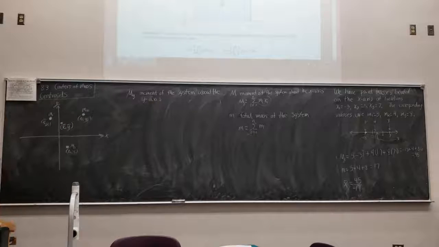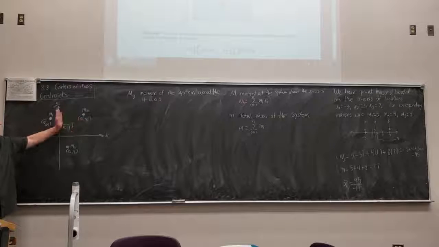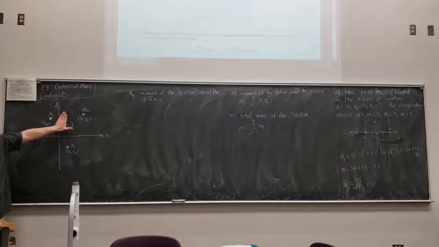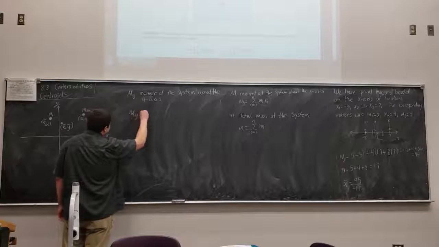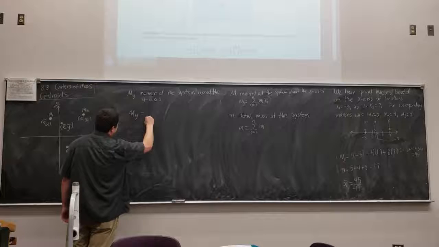It's going to measure the tendency of this whole system to rotate about the y-axis. By rotating about the y-axis, you can imagine the table just falling over and rotating that way. Or if M1 is massive enough, maybe it falls over this way. And the way it's defined is highly counterintuitive sometimes.